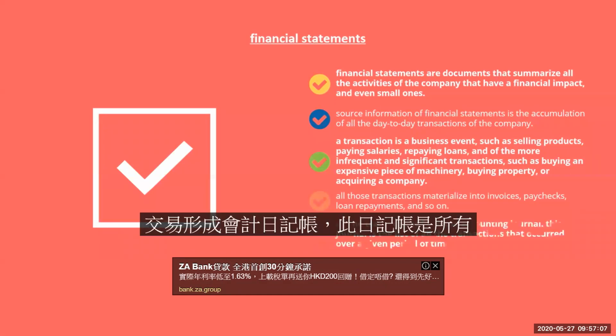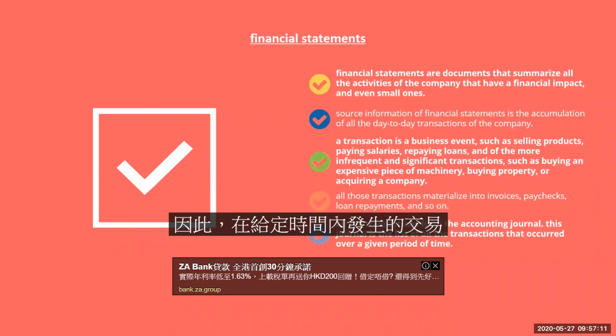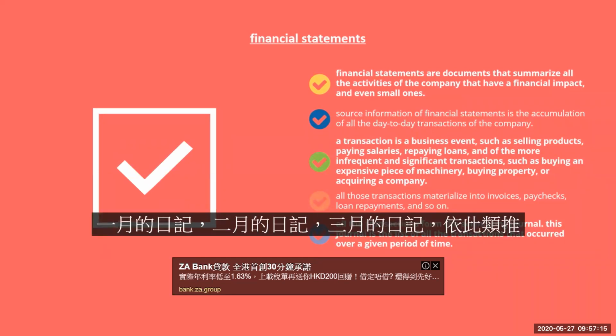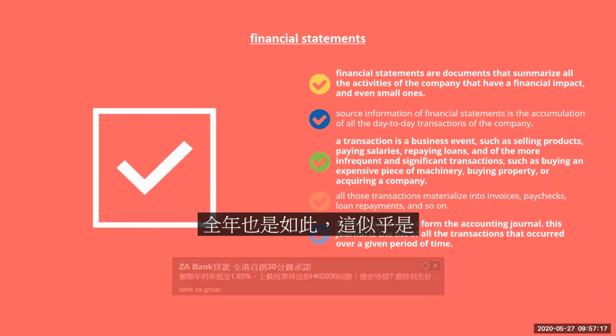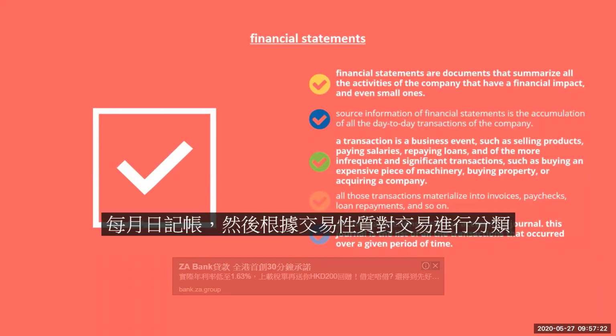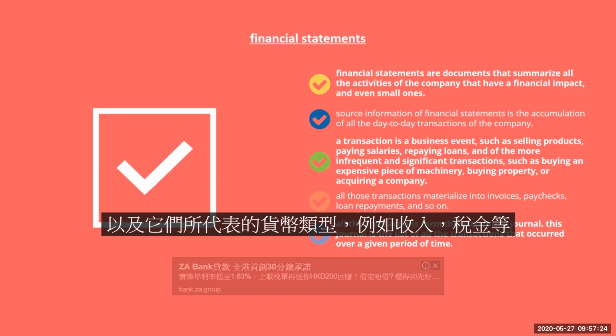All the transactions form the accounting journal. This journal is the list of all the transactions that occurred over a given period of time. You could therefore have a journal for January, for February, for March, and so on. You could have a journal for the full year as well, which would be the aggregation of the monthly journals. Then those transactions are categorized based on their nature and the type of money they represent, such as revenues, costs, taxes, and so on.